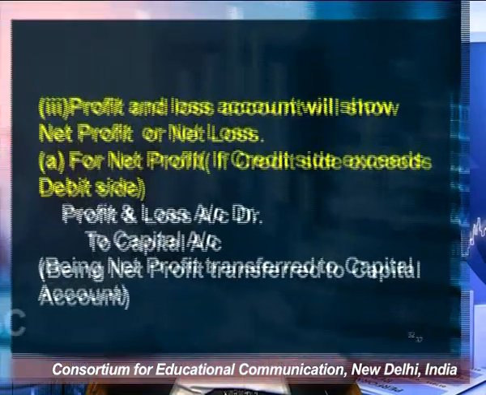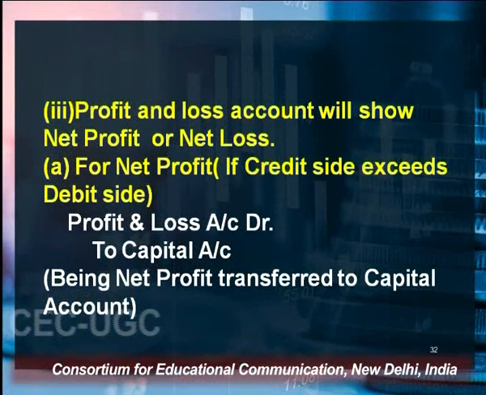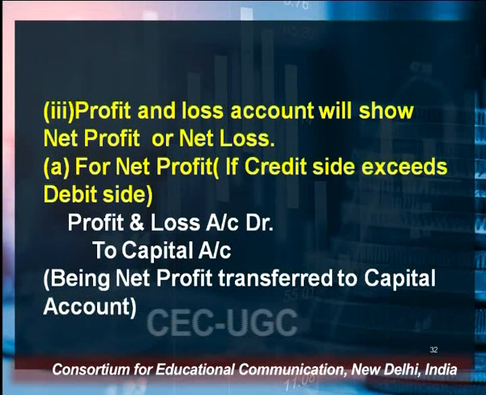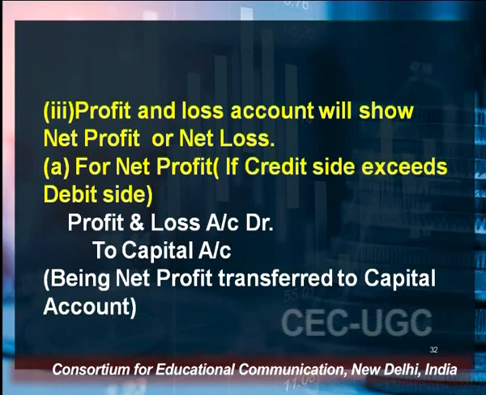The profit and loss account will show either net profit or net loss. So if the credit side exceeds the debit side, there will be a net profit. The entry would be profit and loss account debit to capital account. So the balancing figure of the profit and loss account will depict either net profit or net loss. In both cases, this net profit or net loss will be transferred to the capital account, and this will be shown in the balance sheet.